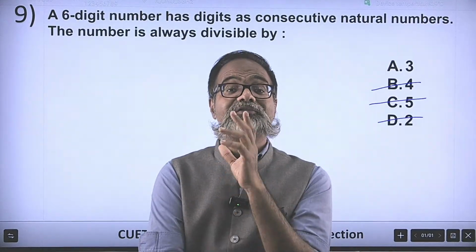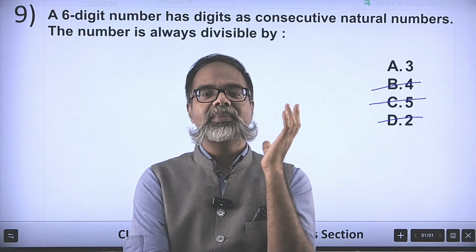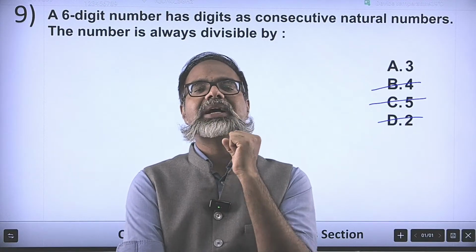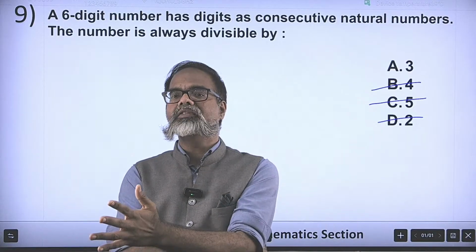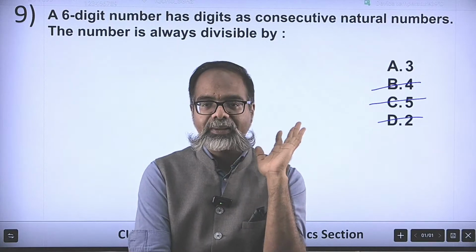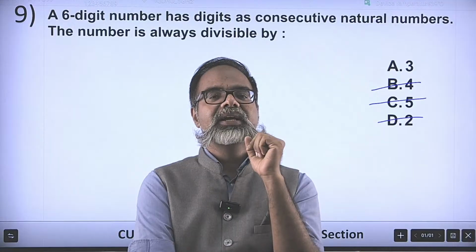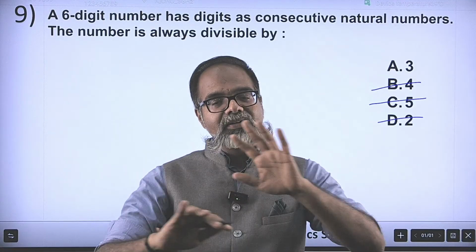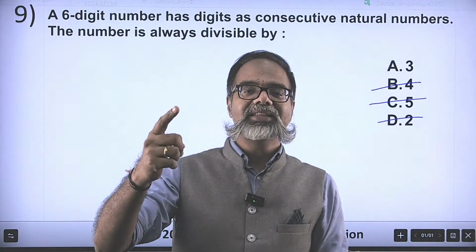So by default, I'm left with the answer that any 6-digit number where all the digits are consecutive natural numbers has to be divisible by 3. Now, logically speaking also, you take any set of consecutive 6 numbers. Out of 6 numbers, 2 of them will be multiples of 3. 2 of them will be 1 less than a multiple of 3. 2 of them will be 2 less than a multiple of 3. So the addition, everything compensates out, will be a multiple of 3. Logically, that is the answer.